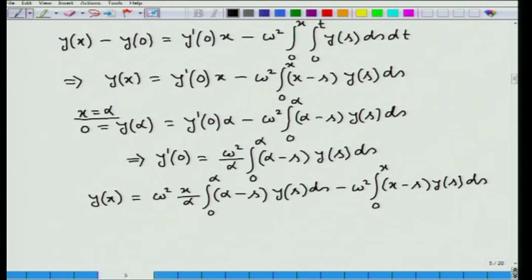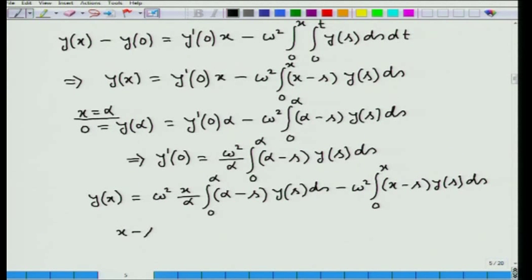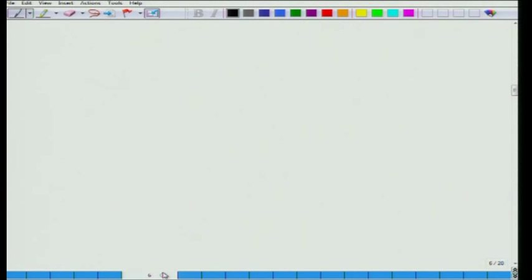Now, we have to proceed further in order to put this integral equation into more compact form. In order to do that, we can use this identity: x minus s equal to x by alpha times (alpha minus s) minus s by alpha times (alpha minus x). This is an identity, and we are going to replace this x minus s with the help of this result.